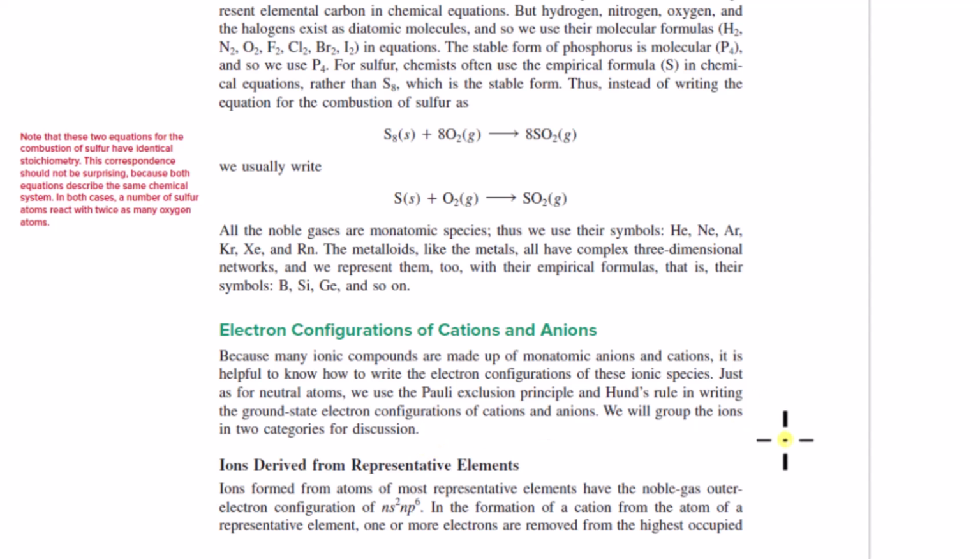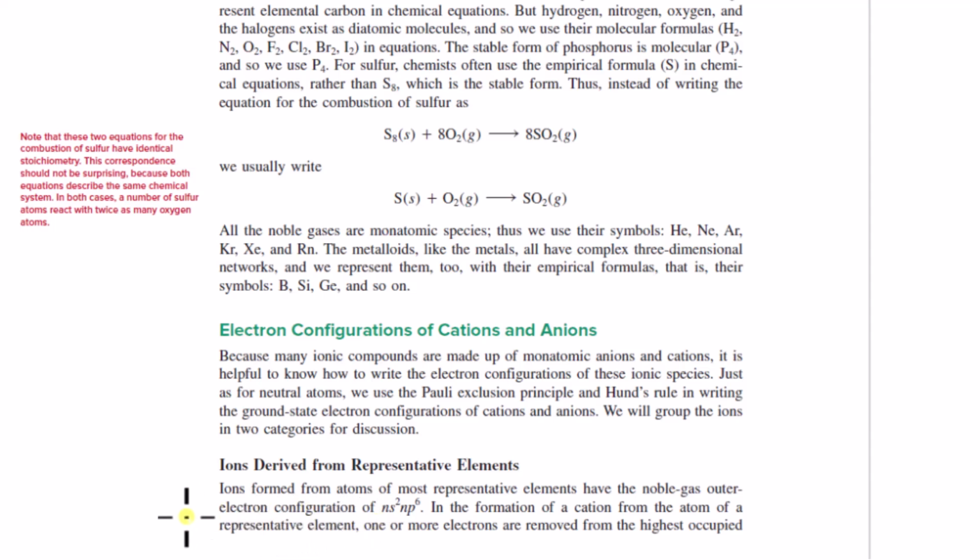So, that's interesting. If you're writing an electron configuration for the cation or anion of an element, nothing changes. You would go through the whole process of using the Pauli exclusion principle, Hund's rule and the Aufbau principle to do the electron configuration. Nothing changes. It's interesting. Okay, so we're going to look at ions, first, ions derived from the representative elements. Ions formed from atoms of most representative elements have the noble gas outer electron configuration.